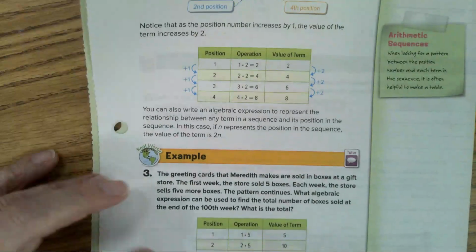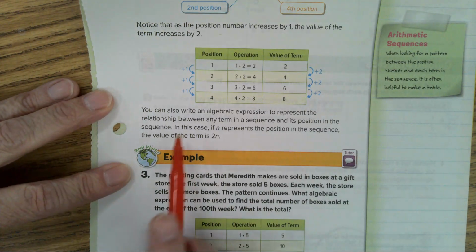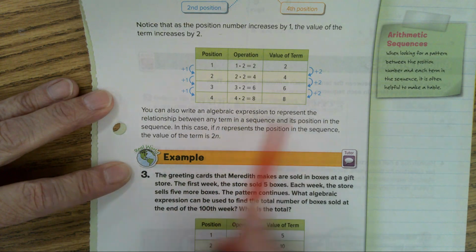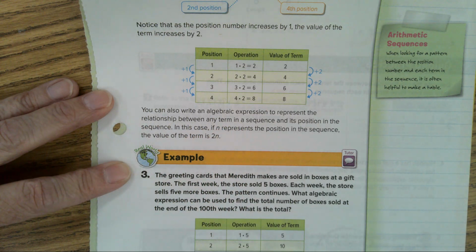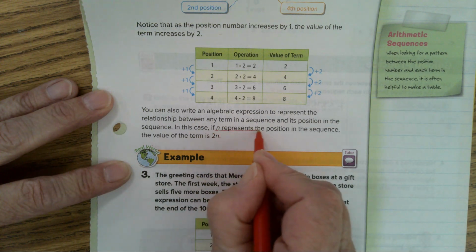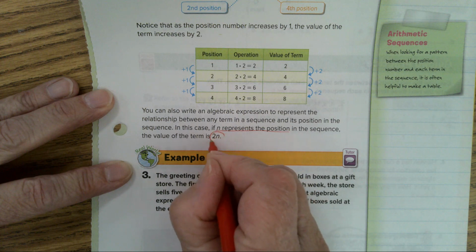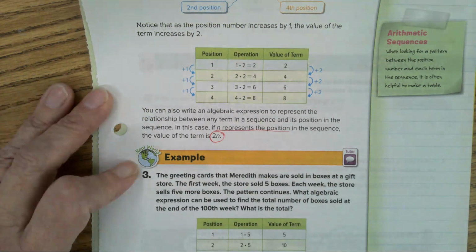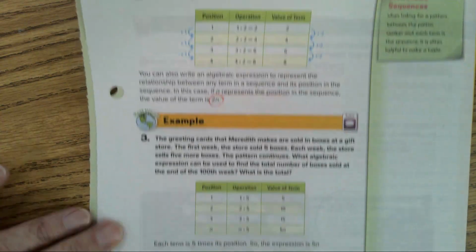So, how would you write it as an algebraic term? It says, you can also write an algebraic expression to represent the relationship between any term in a sequence and its position in the sequence. In this case, if n represents the position in the sequence, the value of the term is 2n. All right, so we're turning the heat up a little bit on how hard these are.